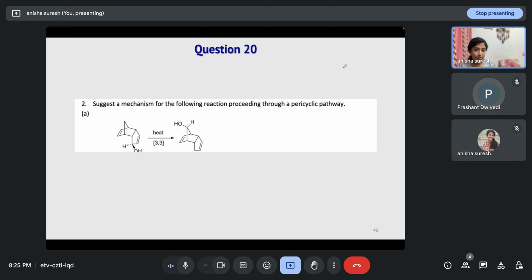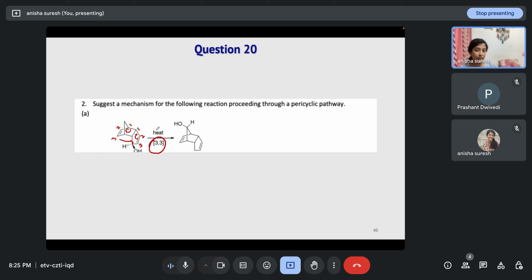Now coming to the last question of today's session. Suggest a mechanism for the following reaction proceeding through a pericyclic pathway. Ma'am, form of any reaction. No, this is an example of 3,3 sigmatropic rearrangement. So we can number it like 3, 2, 1, 1, 2, 3.